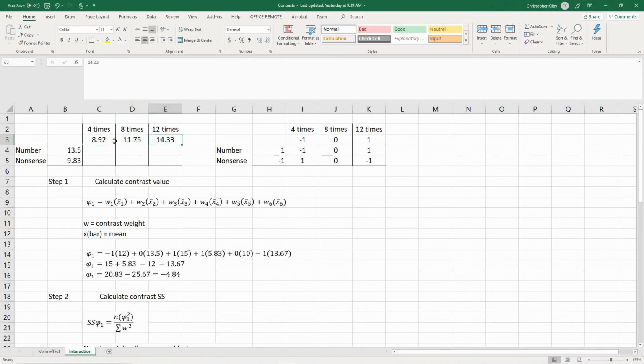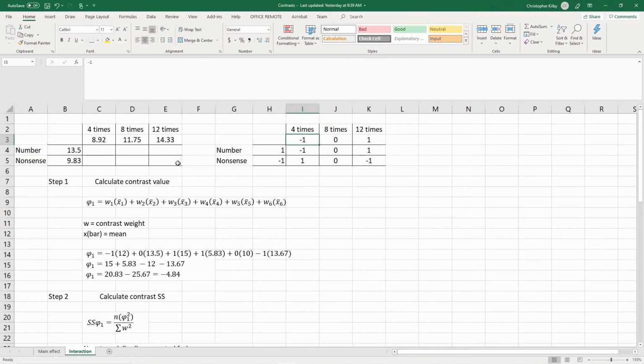So I'd be comparing 4 and 12. Just by looking at these, I've already come to the same conclusion: I want to compare numbers and nonsense between 4 and 12. This is the same conclusion we came to by looking at the graphs. So I assign a -1 to 4 and a 1 to 12. I could do it the other way around, but 4 has the smaller mean, so I prefer to put -1s there.